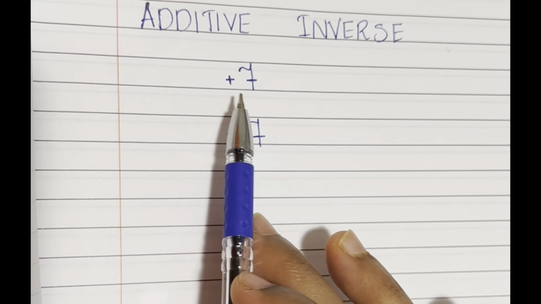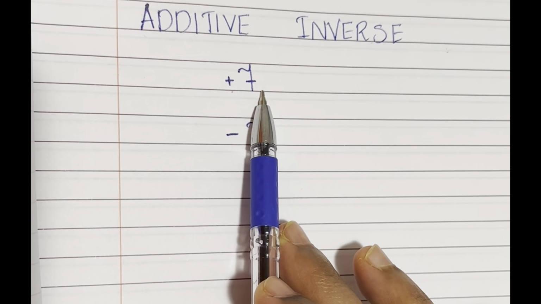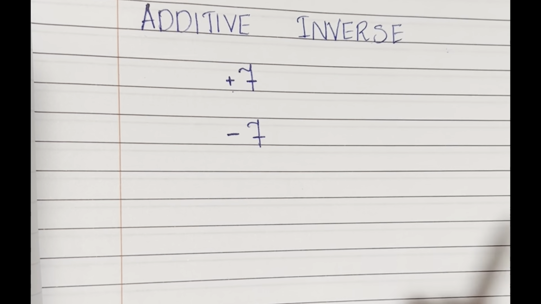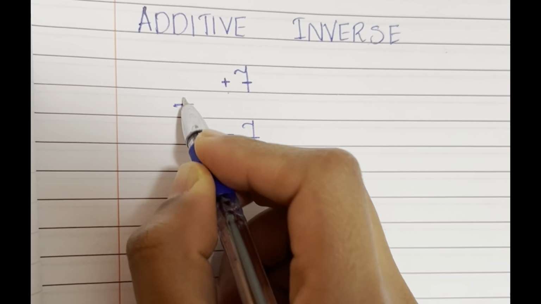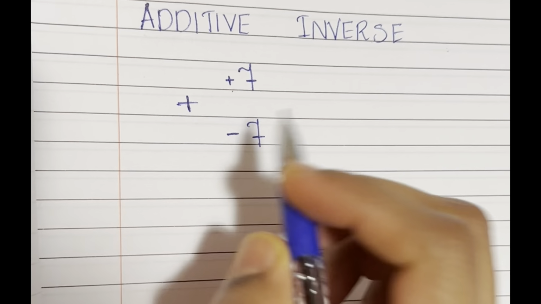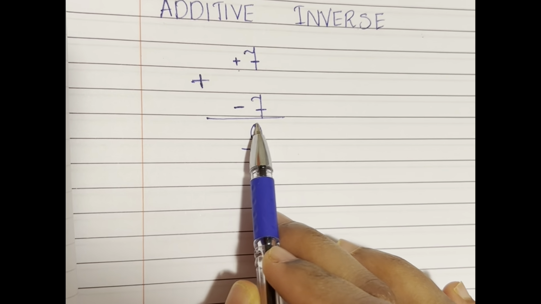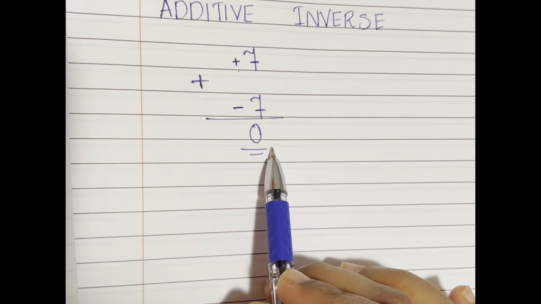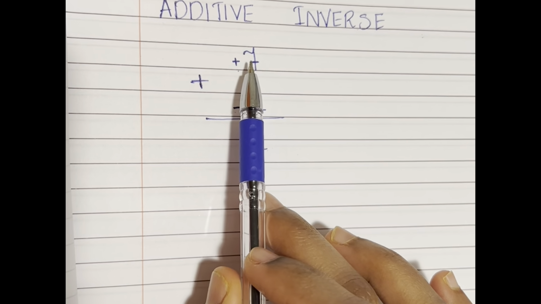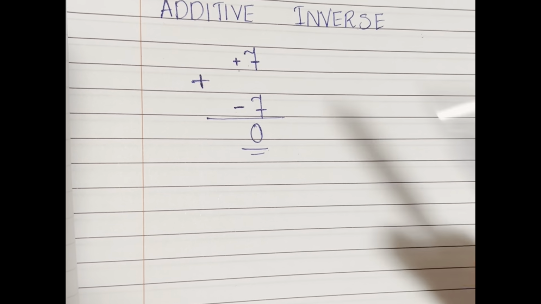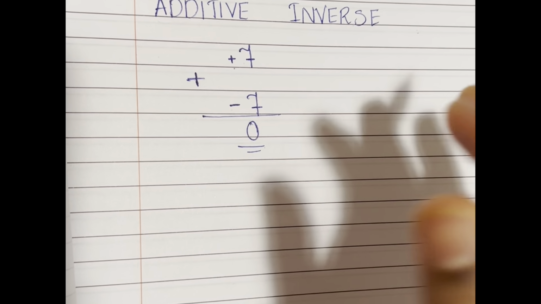Suppose you have a number or integer plus 7. Okay, what is its opposite? Minus 7. So, when you add them, that is plus 7 plus minus 7, what do you get? 0. We can say, if we're getting the answer as 0, minus 7 is the additive inverse of plus 7. Similarly, plus 7 will be the additive inverse of minus 7. This is just simple. Okay, we just need to write the opposite of it.